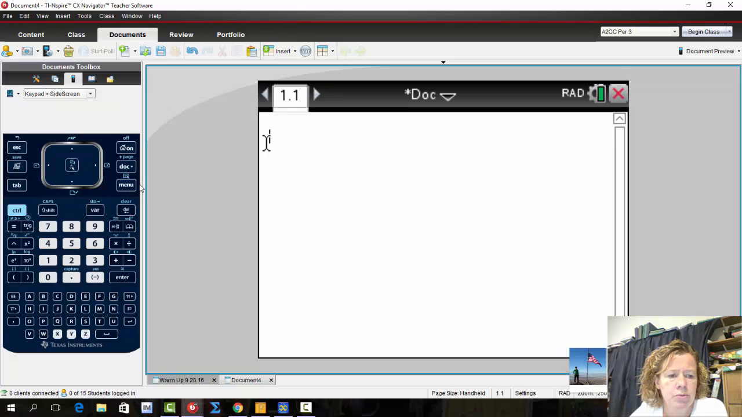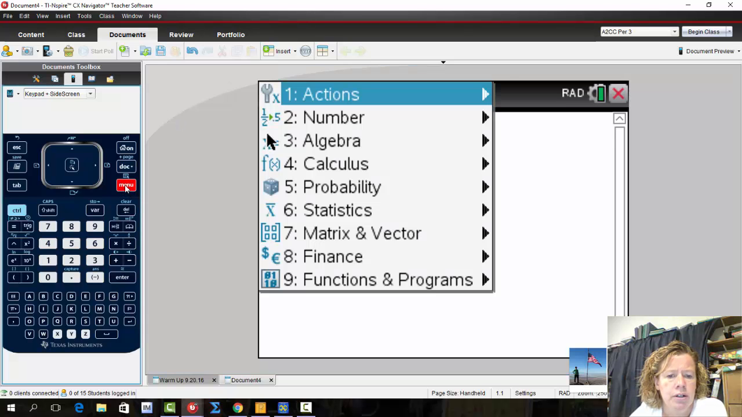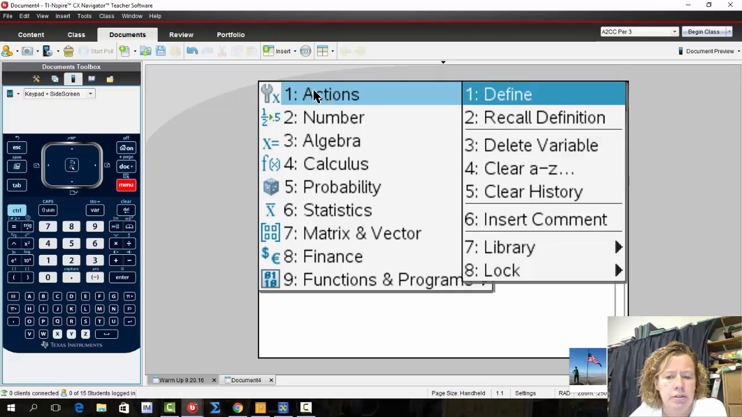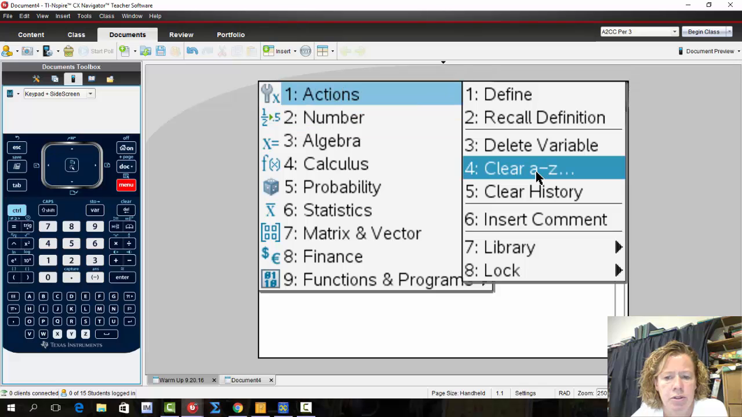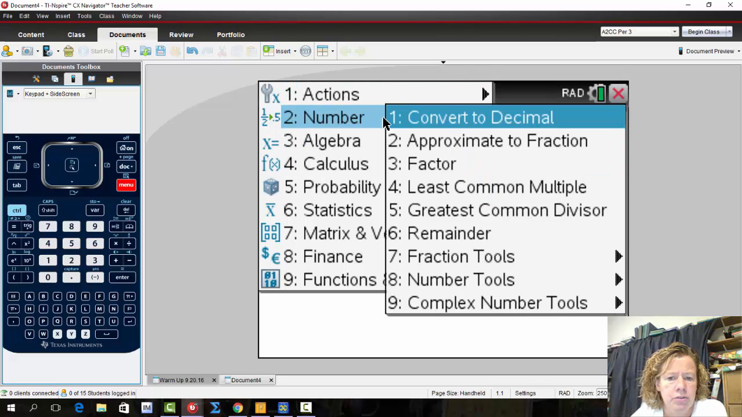Remember that your menu will do a lot of things for you. When you have many things in your scratch pad, it can clear the history of your calculator page. I don't really suggest that because often we want to copy paste. If you've stored variables, you can clear those. I wouldn't do that until I was at the very end of a document and making sure I didn't need it anymore. In my number menu, I can convert from decimals to fractions and fractions to decimals.